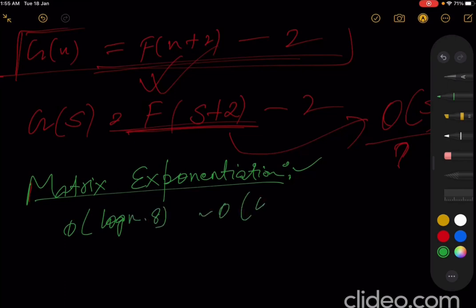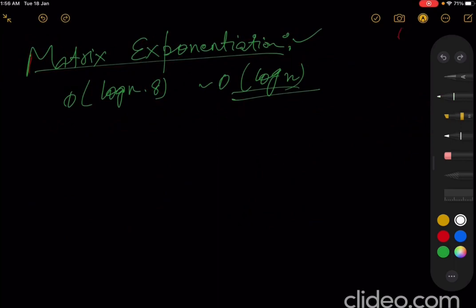Or you can simply say in order of log n time. So in order of log n time you can simply find the nth Fibonacci number. Now let us see how we can find the nth Fibonacci number using matrix exponentiation.